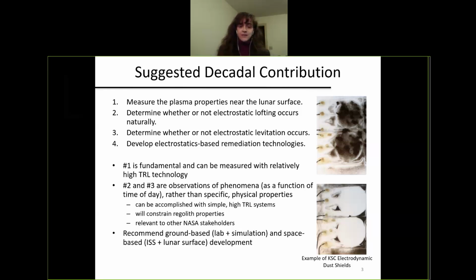The images on the right side of this slide are some sample data from the electrodynamic dust shields that have been developed by Kennedy Space Center, where basically they have a traveling wave that moves across electrodes and is able to clear dust off of a variety of surfaces. So technologies like this could be very useful if we have a longer-term sustained presence on the lunar surface.